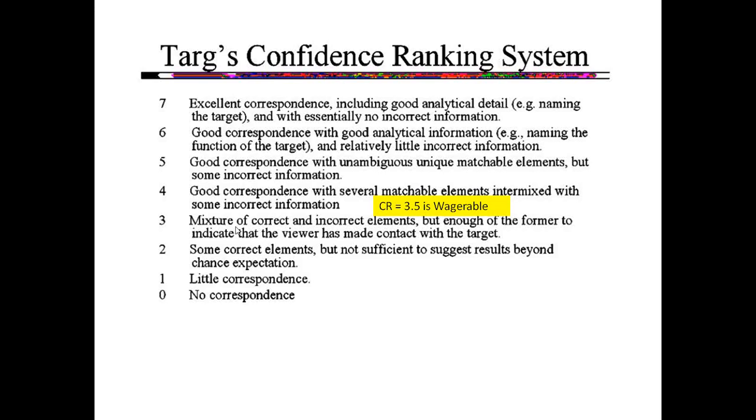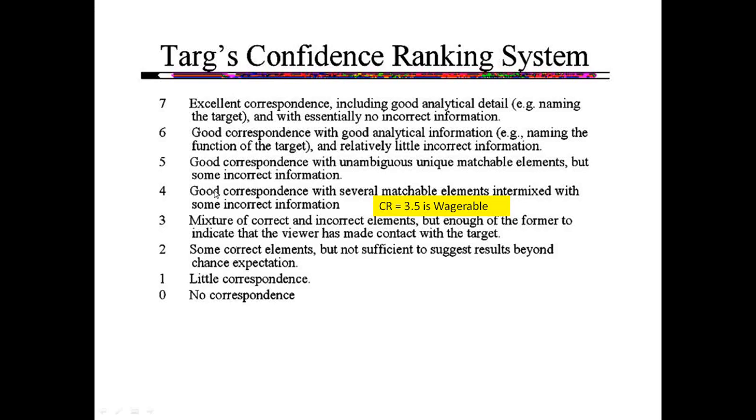A 3 is a mixture of correct and incorrect elements, but enough of the correct elements that you say, you know what, I really do think the person had some psychic connection. The subconscious did go to the photo at the time the photo was taken and described what you can infer easily from the photo. You know, yeah, I do believe that, but it's right on the margin.